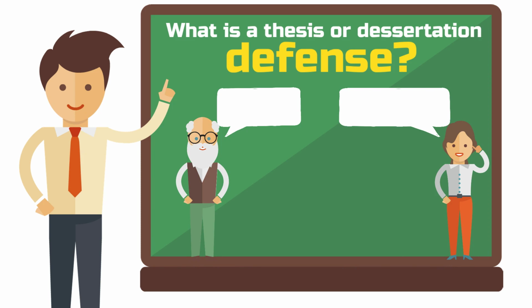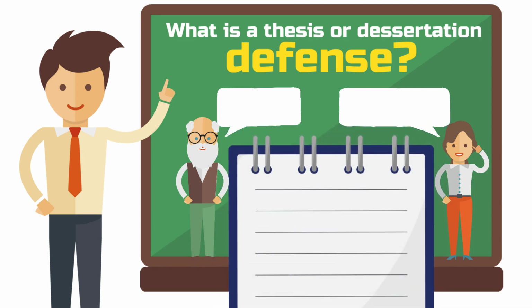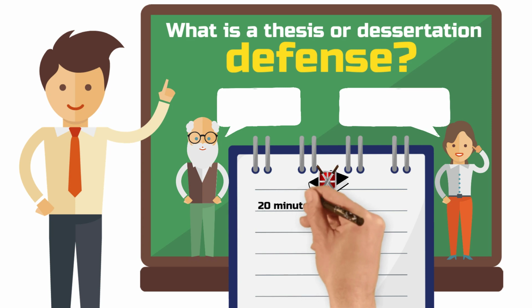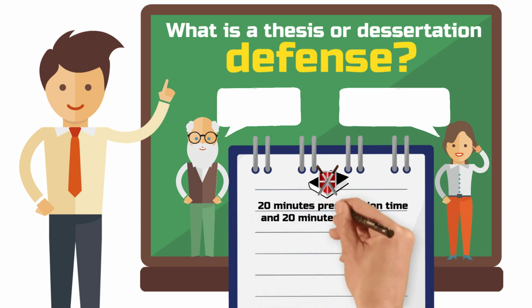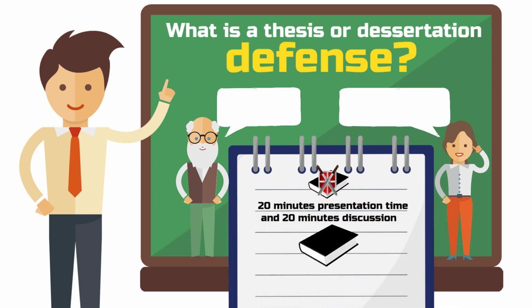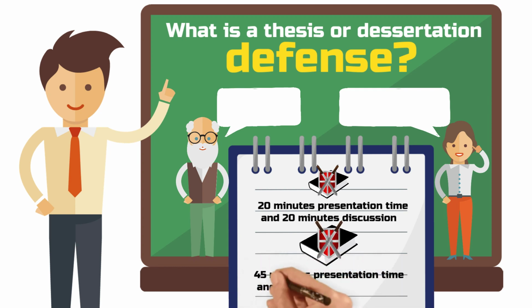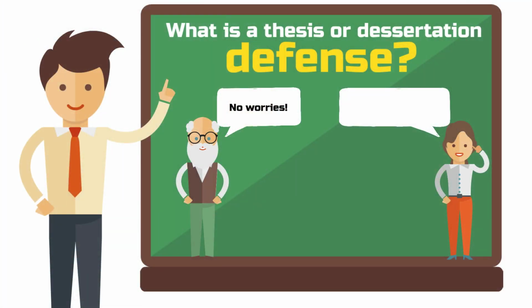The structure of a defense at your university depends on the examination regulations. However, typically such an event is structured as follows: 20 minutes time for presentation and 20 minutes of discussion for a master's thesis, and about 45 minutes each for a PhD thesis. During such a thesis defense, examiners do not want to tear apart your thesis or fail you. They want you to pass and just want to discuss the results of your research with you in person. Oftentimes, such a defense is only a formality to them.